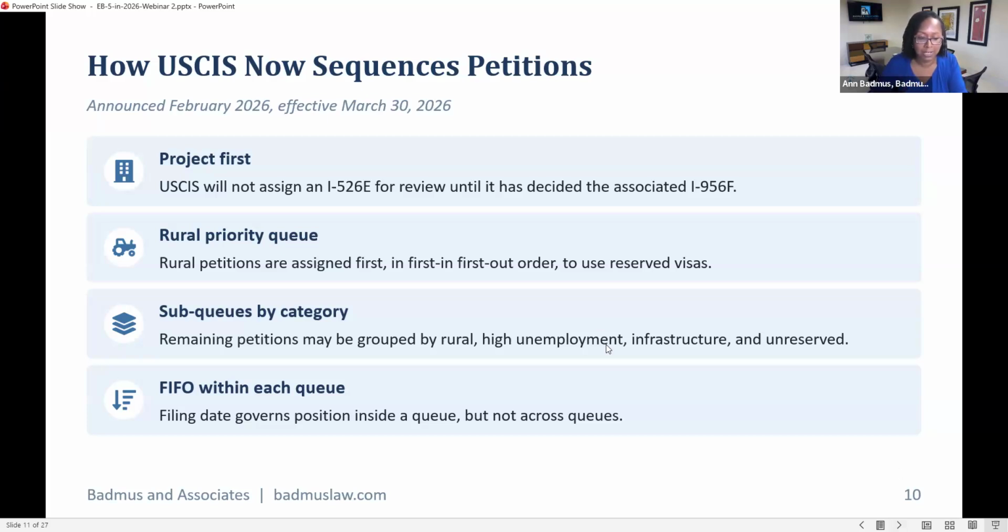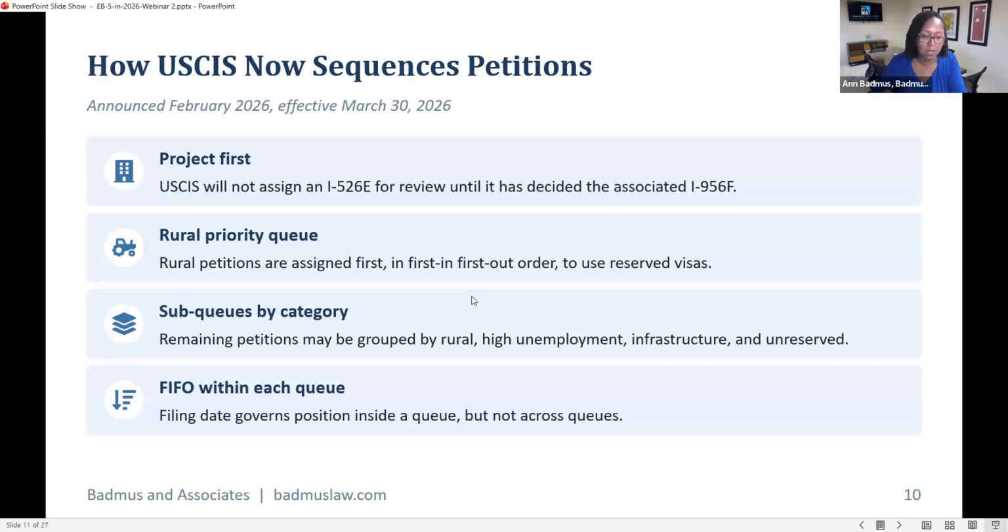So it is not really a change in law. It doesn't really change anyone's eligibility, but it very importantly changes the timing significantly, which is, of course, important to everyone who's investing or applying for EB-5. So there are 4 elements to this sequencing that the USCIS is doing.